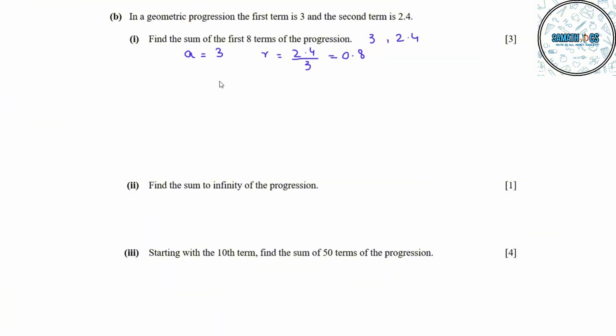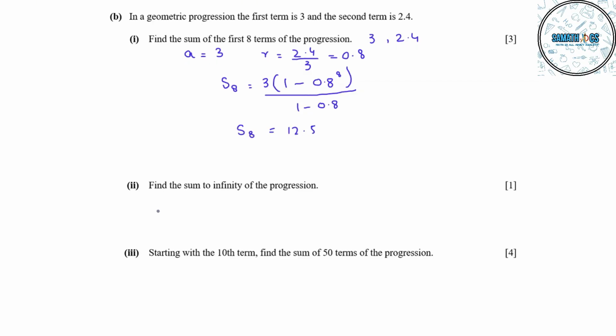As we have to find the sum of the first 8 terms of the progression, we will write S8 is equal to A(1 minus R to the power n) divided by (1 minus R), which is 3 times (1 minus 0.8 to the power 8) divided by (1 minus 0.8). When we enter it in the calculator, we will get the answer as 12.5.